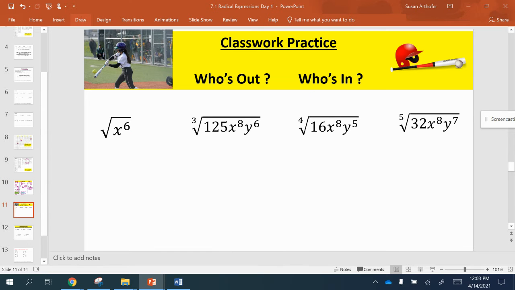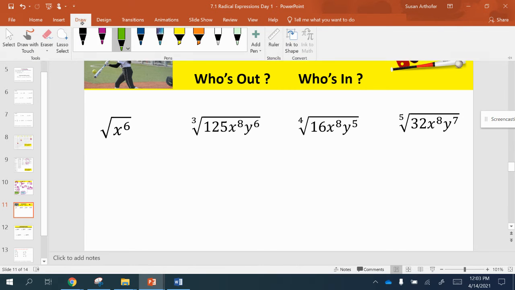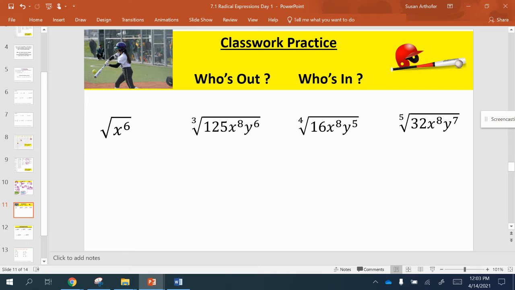This is what we're going to practice. So if you can hit pause on this video and just write these problems down and then go back and turn the video on. We're going to talk about who's out and who's in. So hit pause and write those down and then start the video back up. Okay, you should have written these all down, and now we're going to do them together.